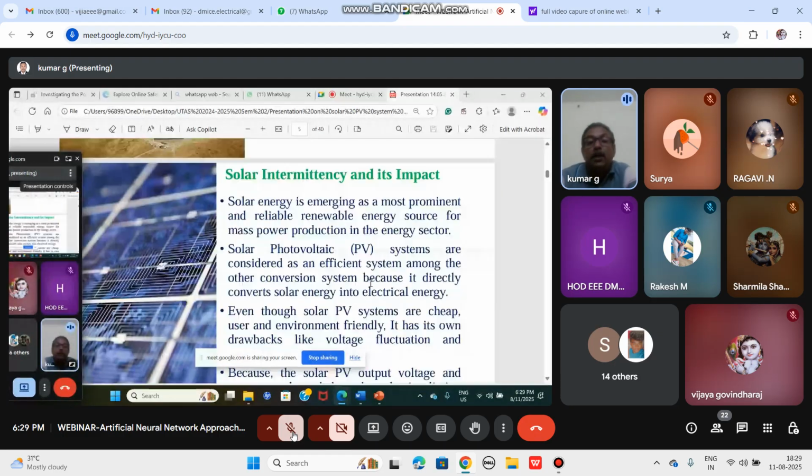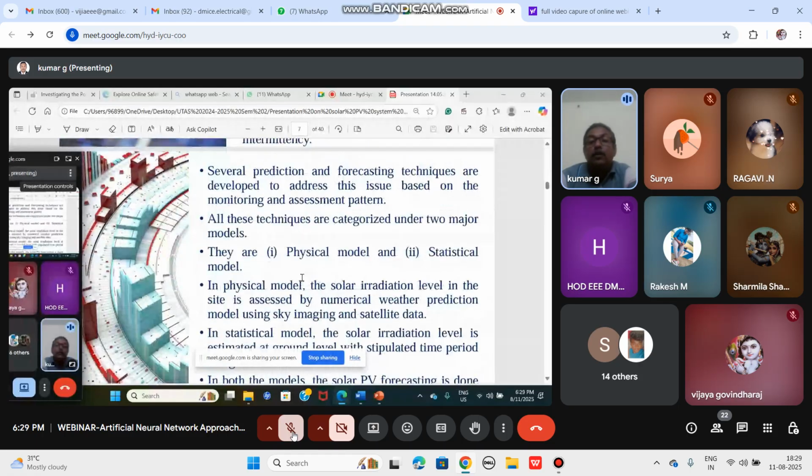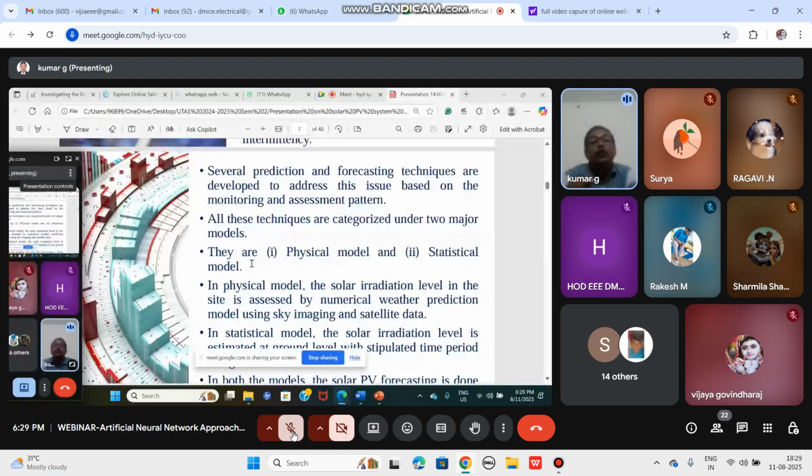So this method is called the physical method. They are using a high resolution camera for the physical model, but a statistical model is also there. In the statistical model, they use a pyranometer to predict the solar radiation level in the plant site, and by using the pyranometer, they predict the solar radiation level every hour.